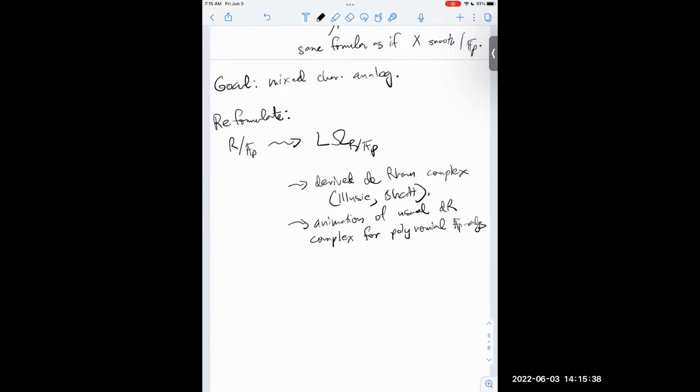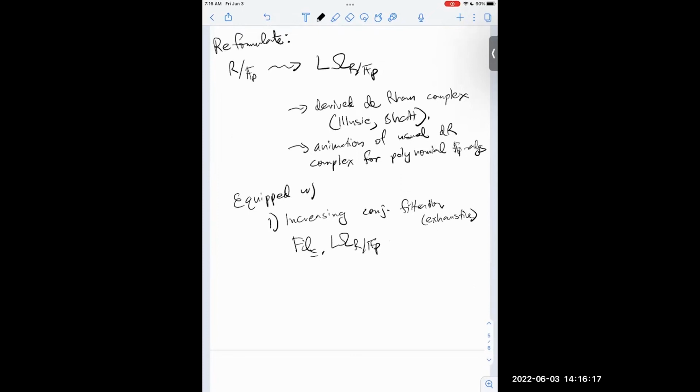And this derived de Rham complex is equipped with at least two important pieces of structure. First, it's equipped with an increasing filtration called the conjugate filtration, which I'll write as Fil lower star of LΩ of R over F_p. This is always an exhaustive filtration, so it converges to the derived de Rham complex. The conjugate filtration is the animation of the Postnikov filtration in the case of polynomial algebras.